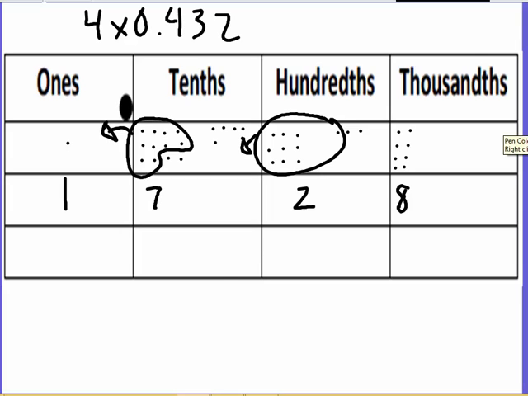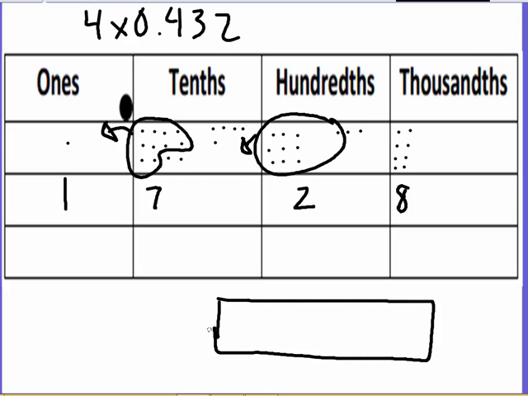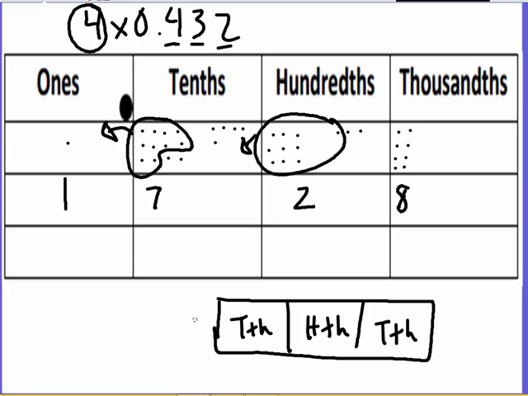So what I'm going to do is I draw my area model, that big rectangle, and I notice there's 1, 2, 3 place values. So it's going to be broken up into 3 again. Tenths, hundredths, thousandths. 4. So I'm going to write that 4 on the side. And there's what? 4 tenths, 3 hundredths, 2 thousandths. 4 times 2 is 8. 4 times 3, that's 12. 4 times 4, that's 16.